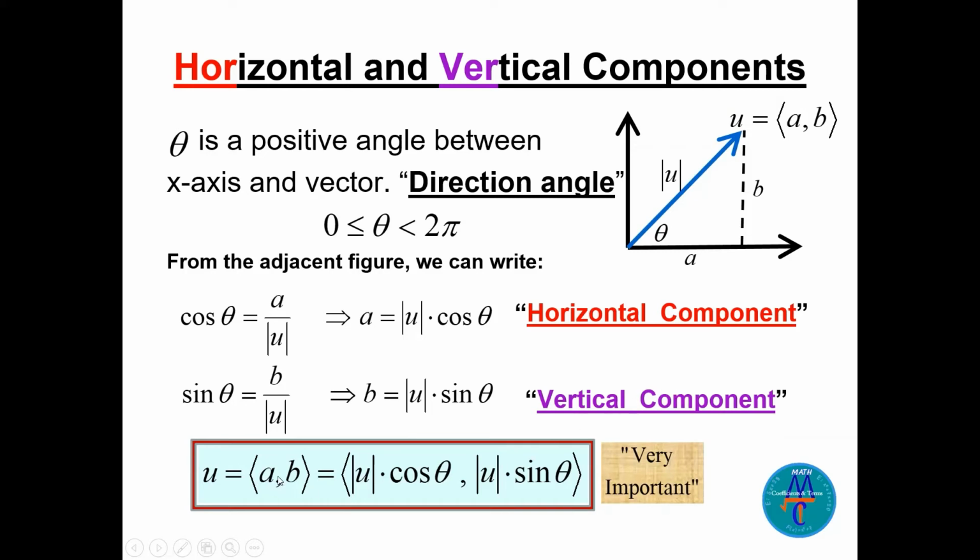So if you have a vector AB, directly you can write the magnitude of u cosine of theta. First, this is A. B will be the magnitude of u sine of theta. This is a very important rule here.